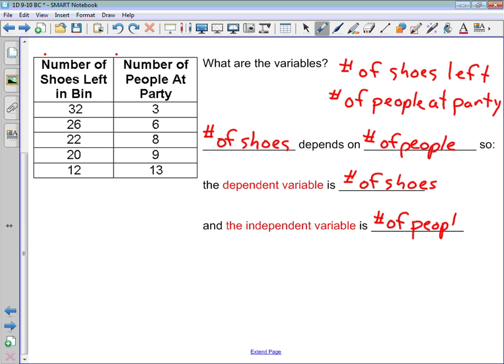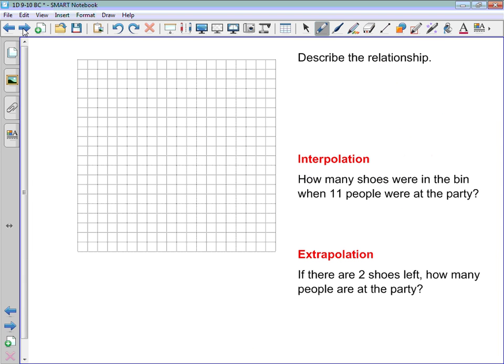And I do this because it tells me how I want to set up my graph. If number of shoes is the dependent variable, it's going to go along the side of my graph. And number of people is going to go along the bottom. So let's go ahead and plot this graph. So as I said before, I'm going to have number of people down here. I'm going to have number of shoes up here.